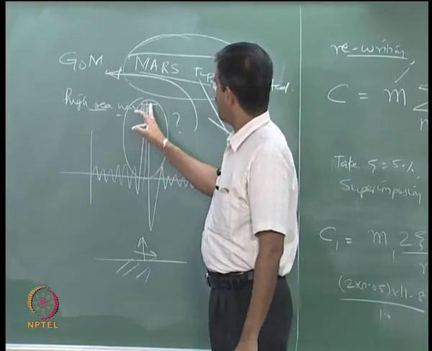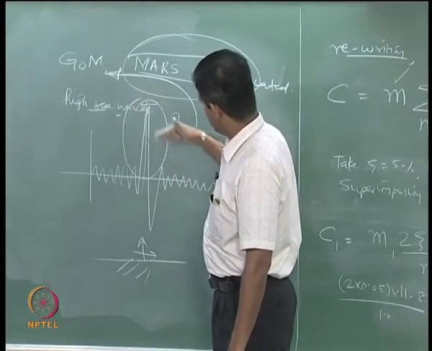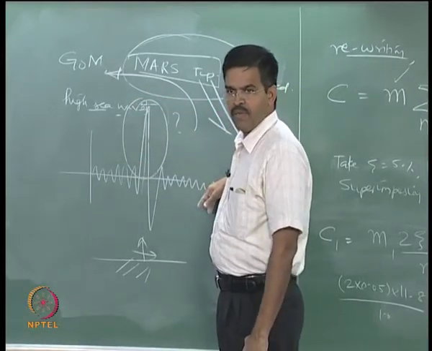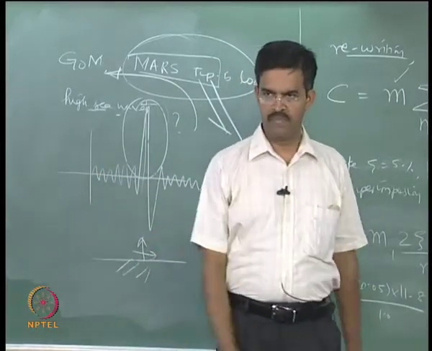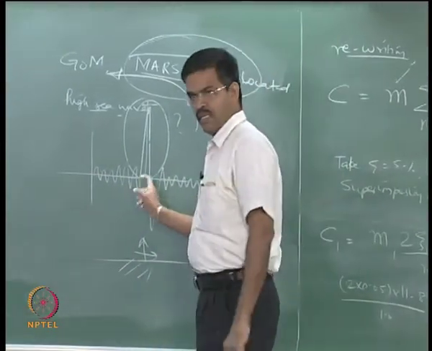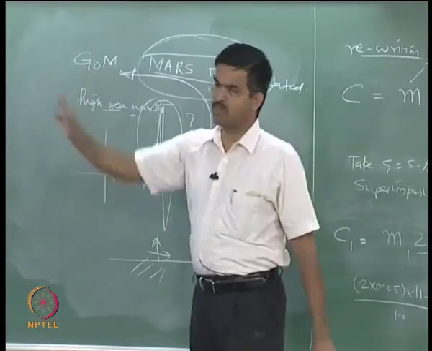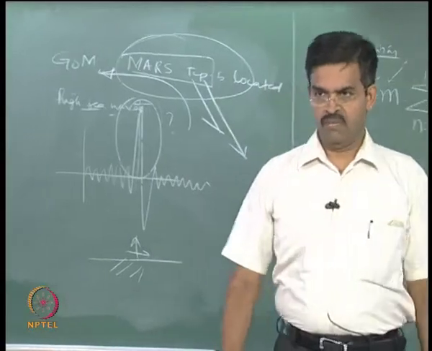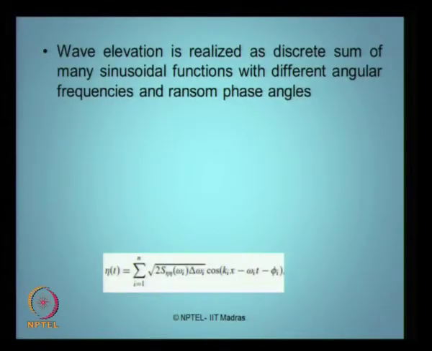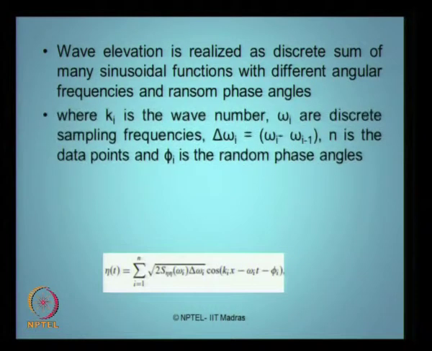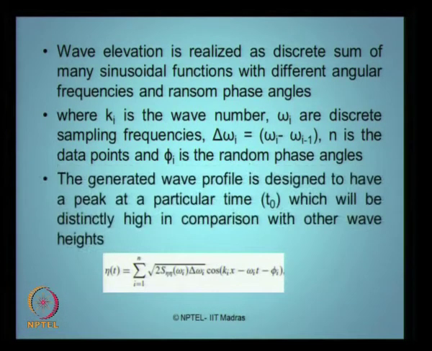Okay. So, the wave height on the preceding and succeeding sides is many times larger than the intervening wave height. This I can see only from the time history generation, and I also want to know at what time this is occurring, or at what frequency, and whether that frequency matches the frequency or period of the structure. Okay, that is the reason. So, wave elevation is realized as a discrete sum, as you see here, of many sinusoidal functions, and the functions are explained here. Ki is the wave number here, and omega i is the discrete sampling frequency, where omega i minus 1, and n is the number of data points you are considering for this, and phi is the random phase angle.